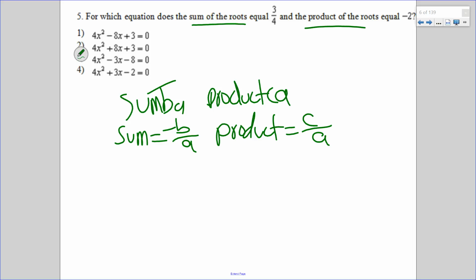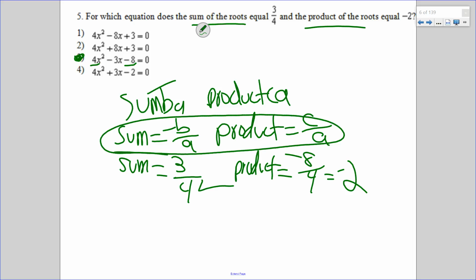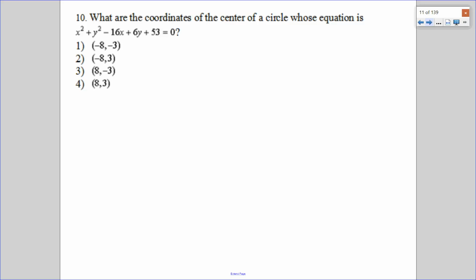Because for choice 3, negative b is positive 3 over a is 4. So that one checks out. And the product is c over a, which is negative 8 over 4, which is negative 2. Make sure you know your formulas. Sumba, Produtka helps. Students still mess up. Which one is the negative? Sumba. Sumba's got the accent mark. So that's what we need for numbers 5, 6, 7, 8, 9, 10.